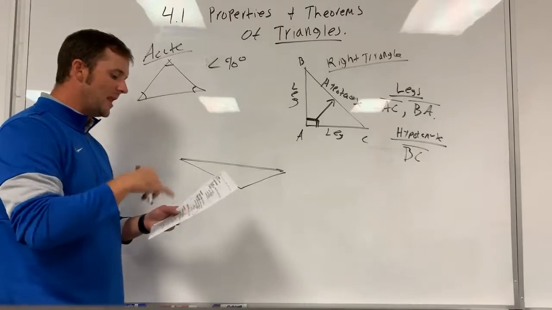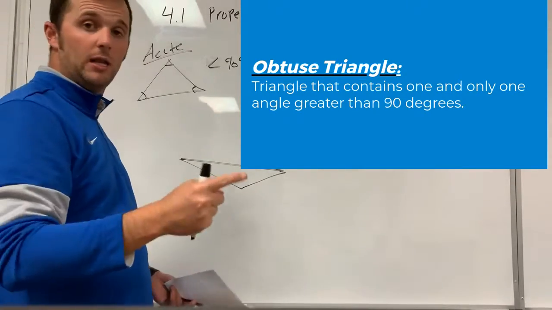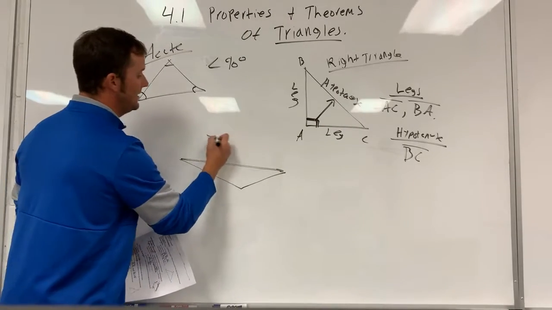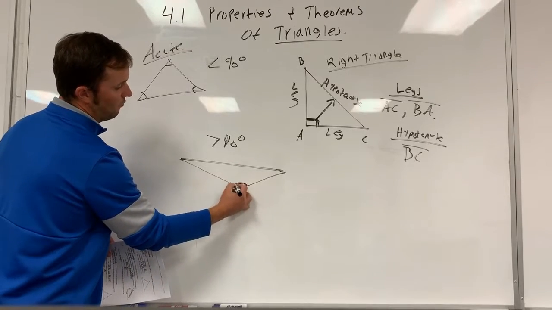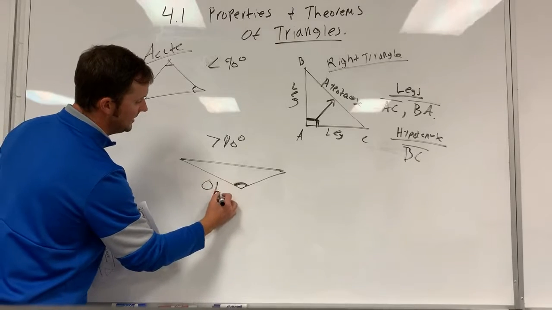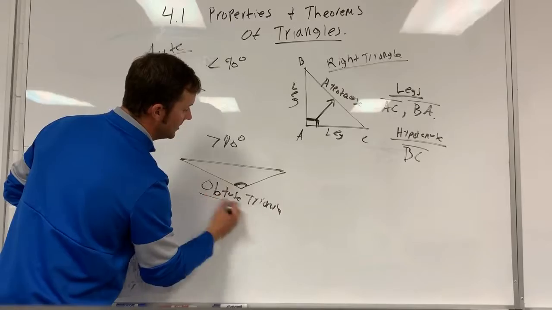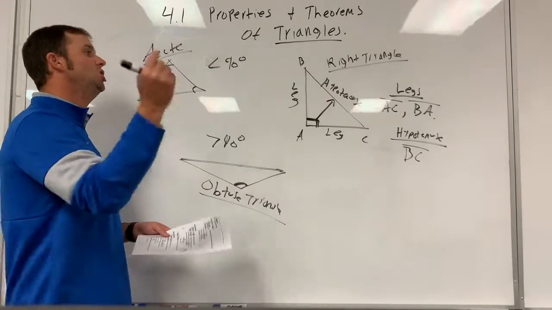And then lastly, an obtuse triangle is a triangle that contains one and only one obtuse angle. So remember, obtuse means greater than 90 degrees. So right here, ladies and gentlemen, you have one angle that is greater than 90 degrees. So this indeed is going to be an obtuse triangle, ladies and gentlemen. So those are going to be your three classifications of a triangle using angles.